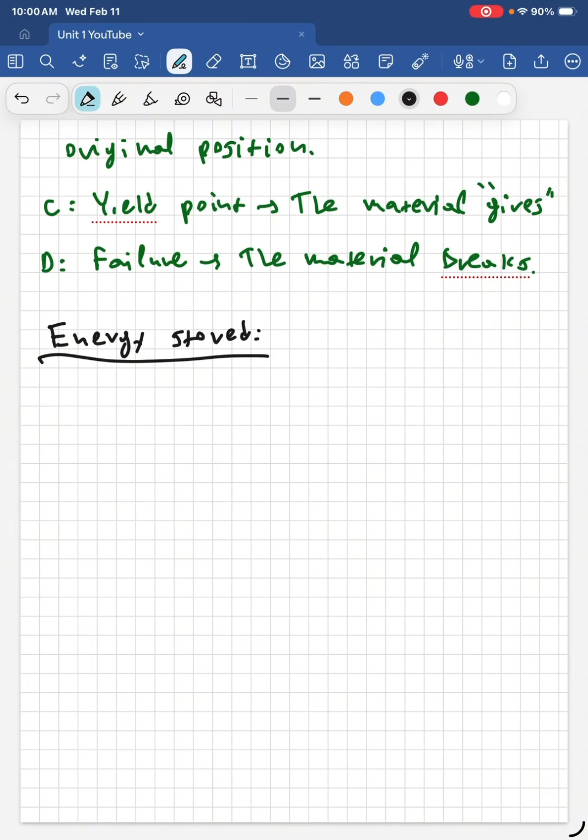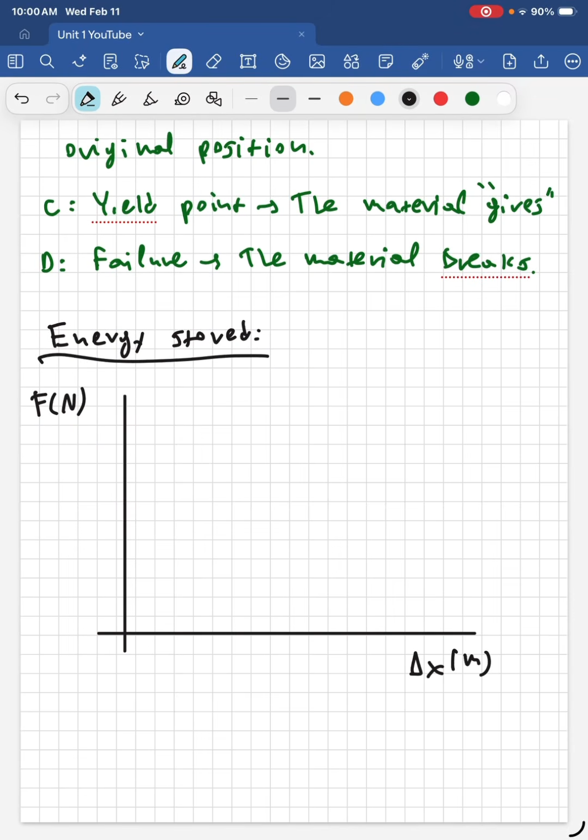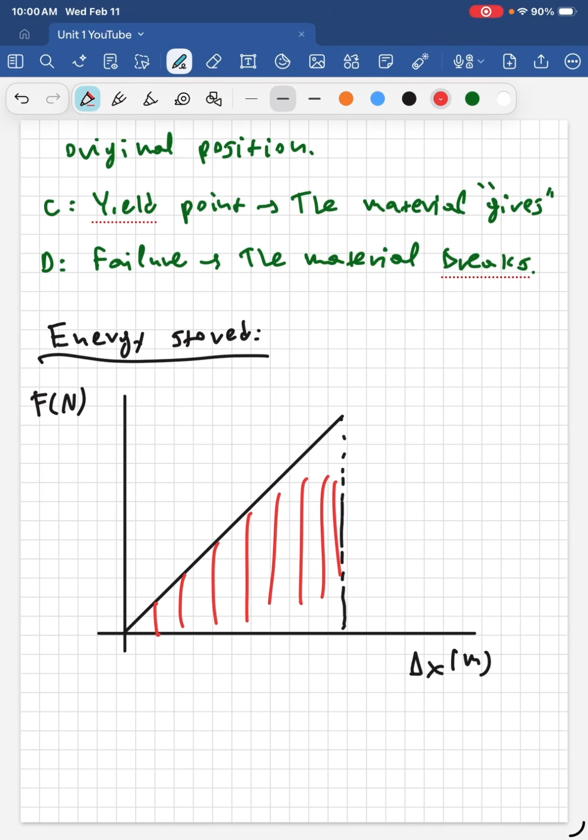If we plot again the plot of force versus displacement, okay, we're gonna plot only the straight part, okay? And if we draw a line there, so if you draw the force versus displacement graph, we will find that straight line.